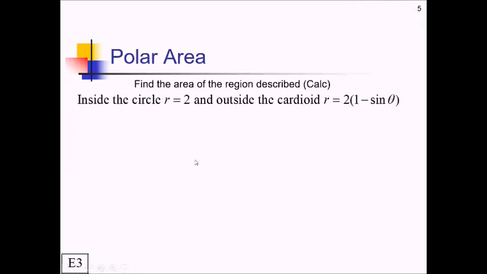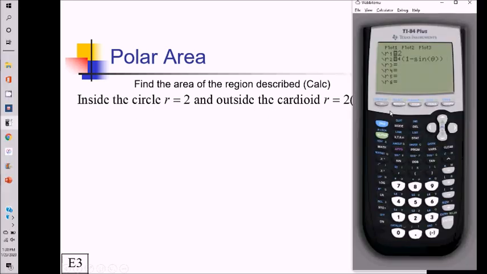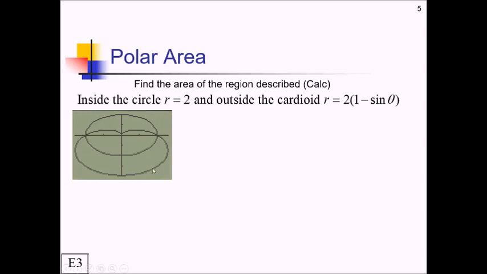We'll do one more example. Pause the video and graph out this situation. We want the area inside the circle r equals 2 and outside this cardioid. So here are those functions in my R equals. Zoom fit gives me first the circle, then the cardioid. So let me draw that out here. So we want the area, they said, inside the circle, outside the cardioid. So that's this area here in this top little region.